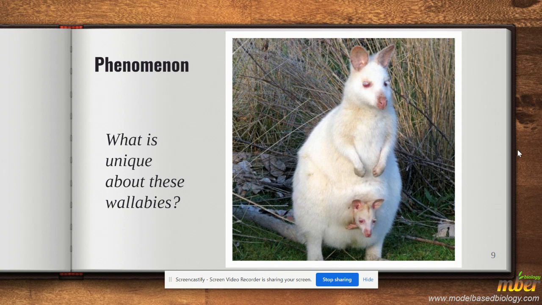So, phenomenon. This is a wallaby. There is something different about this wallaby. Wallabies aren't normally white. They are suffering from a genetic disorder called albinism. This can occur in almost every single species. I've seen it in turtles, fish, humans, ducks, but typically these are noticeable by their white fur or skin, lighter fur, skin, and red eyes. This happens when there is a lack of pigmentation.